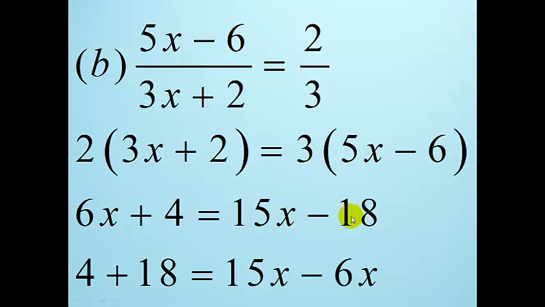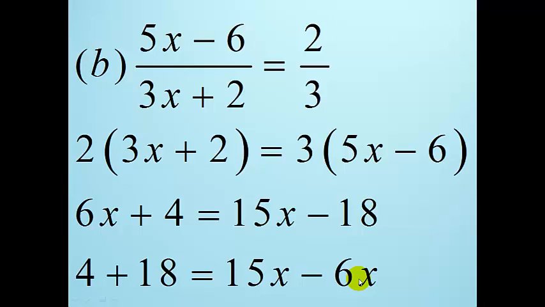Take note that we are solving for the variable x. So we group the variable on one side and the constant also on one side. Now in this case, let's group the constant on the left hand side. So minus 18 on the right hand side becomes plus 18 on the left hand side. And 6x on the left hand side becomes minus 6x on the right hand side. So 4 plus 18 is equal to 22. And this is equal to 15x minus 6x will give us 9x.